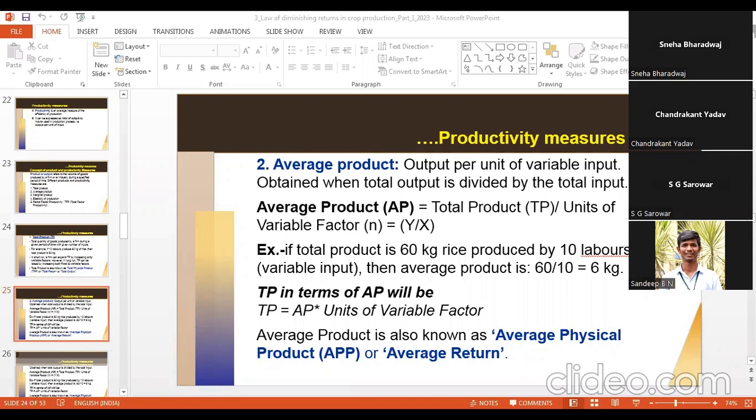TP in terms of AP will be, TP is equal to AP into units of variable factor. So it is simple mathematics. You can multiply 6 by 10 and you will get 60. So TP is equal to AP into units of variable factor. Here suppose AP was 6 and units were 10, so 6 into 10 gives you 60, the total product. Average product is also known as average physical product or average return. This is in terms of physical product, not in financial terms.